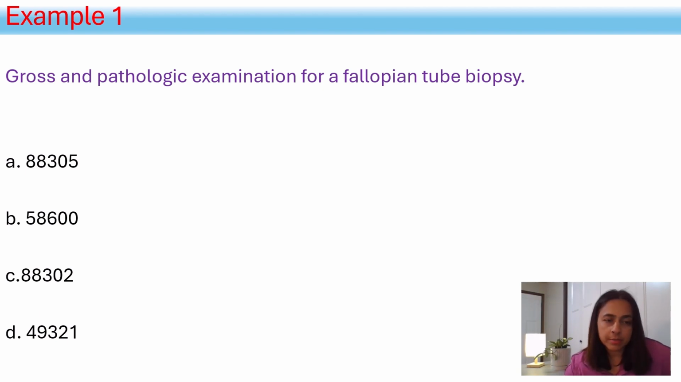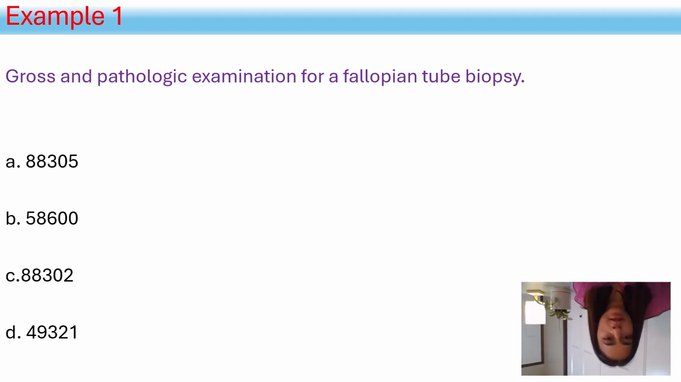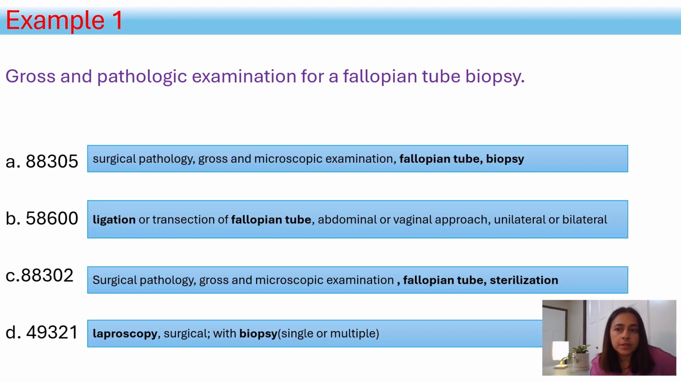Let's go through some examples. Gross and pathologic examination for a fallopian tube biopsy. Here are some options, and each option has a description with the important points highlighted. The first one, option A, is fallopian tube. The highlighted part is fallopian tube biopsy.